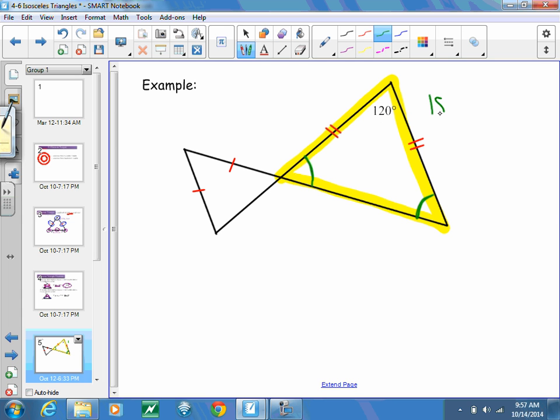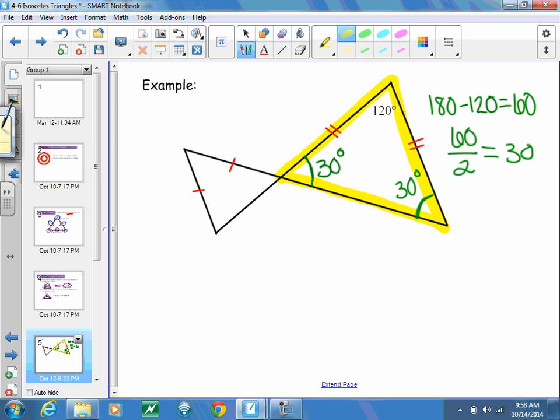So by taking 180 and subtracting 120 degrees, I am left with 60 degrees. Now 60 degrees needs to be split between both base angles down here. Because they are equal to each other, if I take 60 degrees and divide it by 2, I end up with 30 degrees. So both of my base angles are going to measure 30 degrees. Now this triangle adds up to 180.